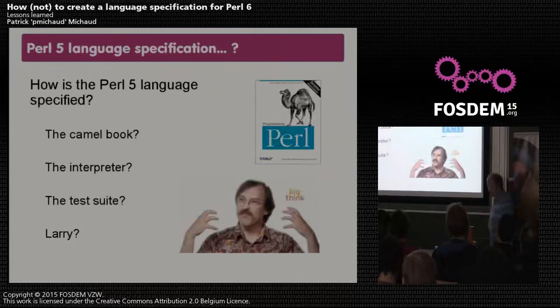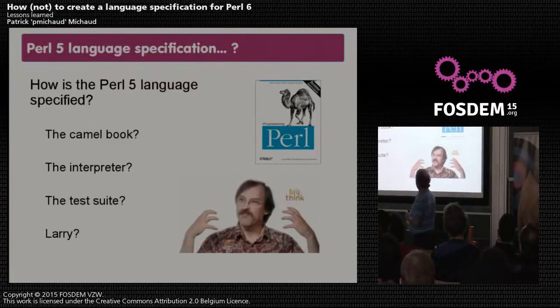So what is the Perl 5 language specification? Right? How is the Perl 5 language specified? Is it by the Camel book? Or is it by the interpreter? Or is it by the test suite? Or is it by a brick wall? I mean, by Larry Wall. Anybody know? I mean, I know some people know, but where is the Perl 5 language specification? Yeah? Huh? Larry?